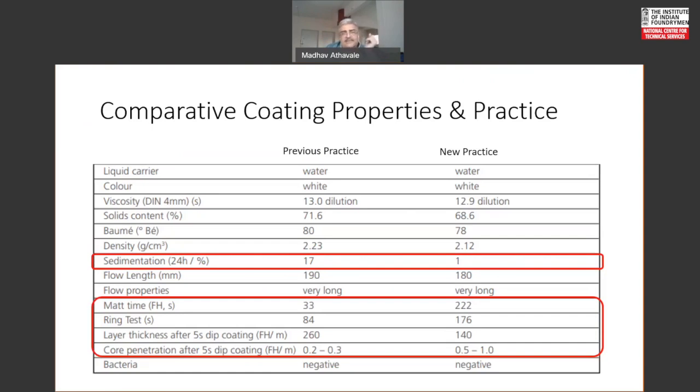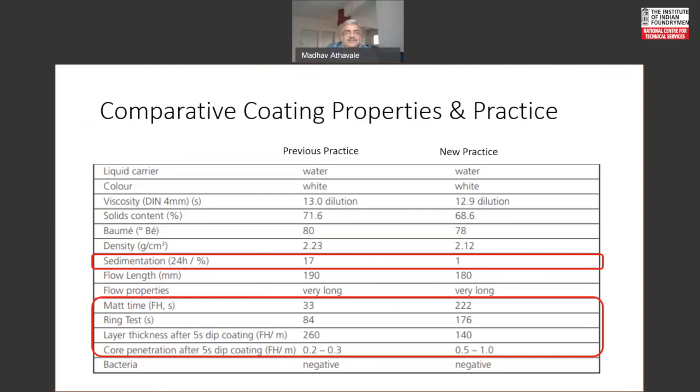Ring test, I'll not get into the details of this. It is something which tells you about how well flocculated, how well dispersed the coating is, how well dispersed the fillers are in the coating.